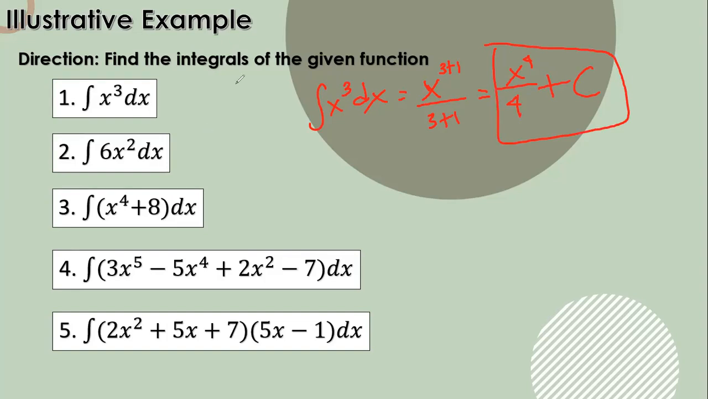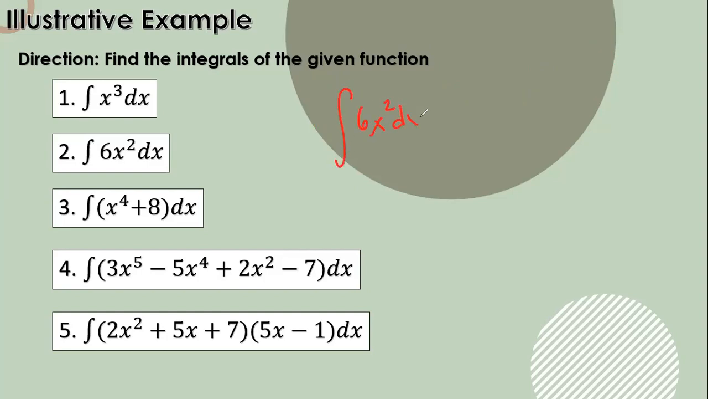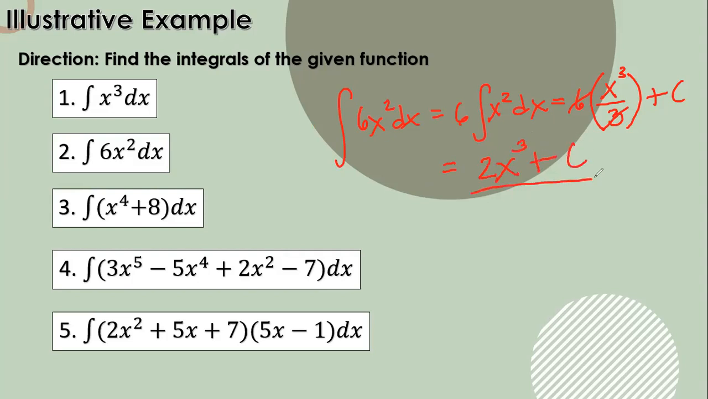Number 2, we have the integral of 6x squared dx. Okay, so we can bring out the 6 and the integral of x squared dx. And we'll have the answer of 6 multiplied by x cubed over 3 plus c. Then cancel out 6 and 3, we get 6 divided by 3 is 2, multiplied by x raised to 3 plus c. And that will be our final answer.